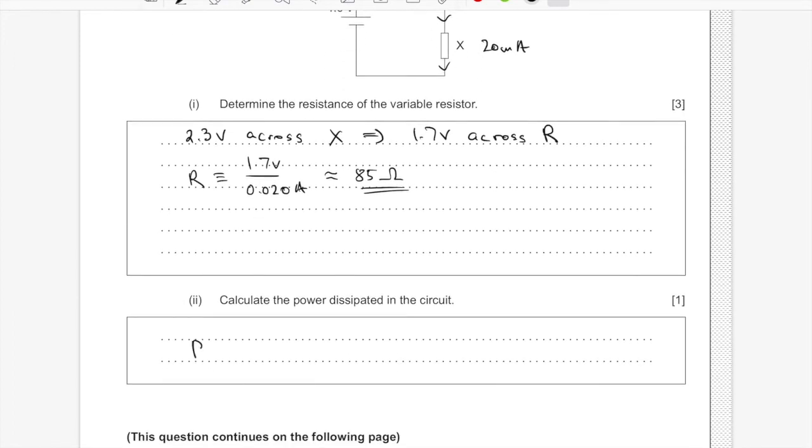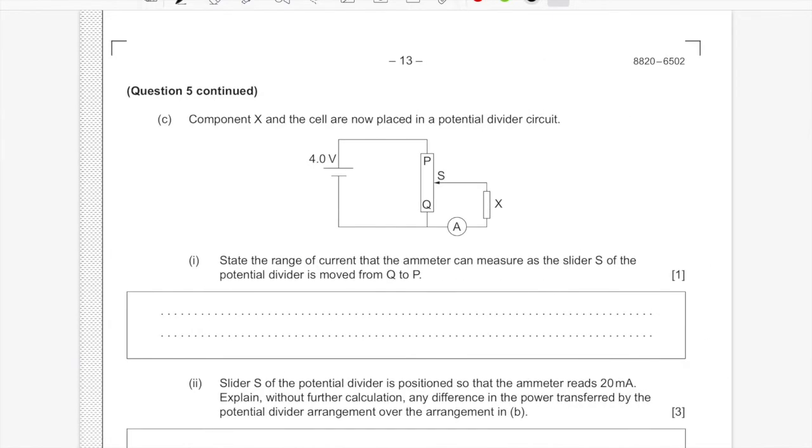Okay, the power dissipated in the whole circuit, pretty easy. We know the overall voltage, we know the overall current, so we have 4 volts times 0.02 amps, and we get this number of watts.